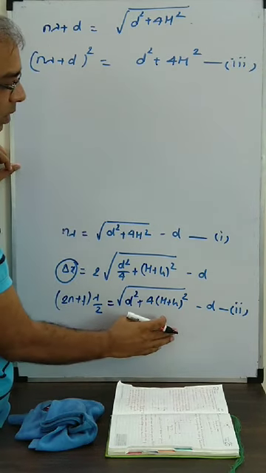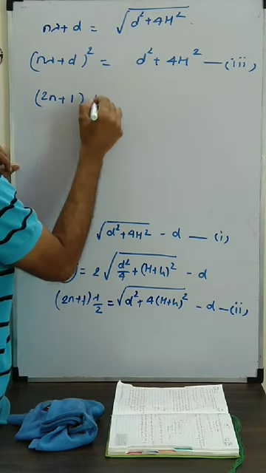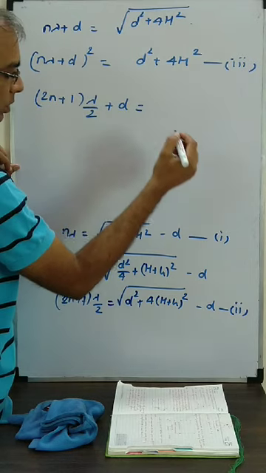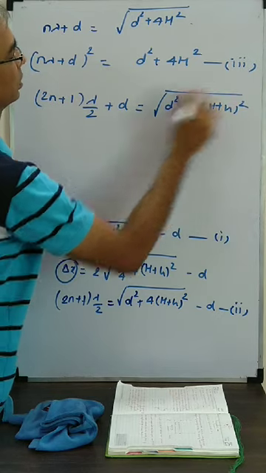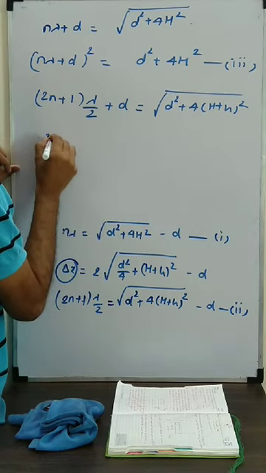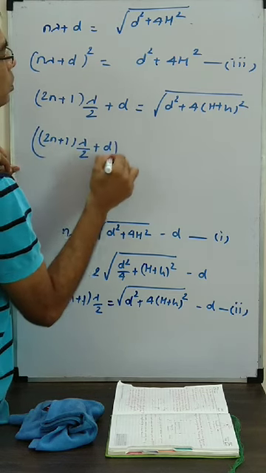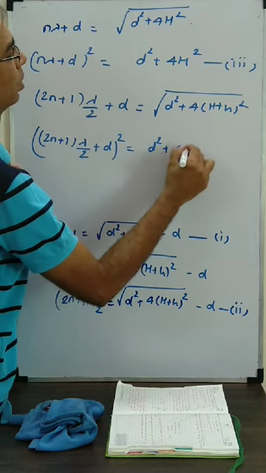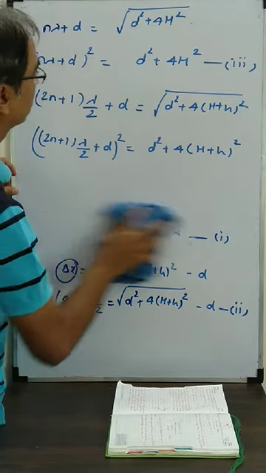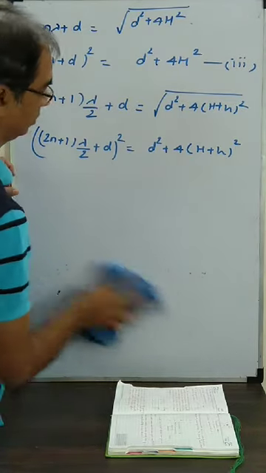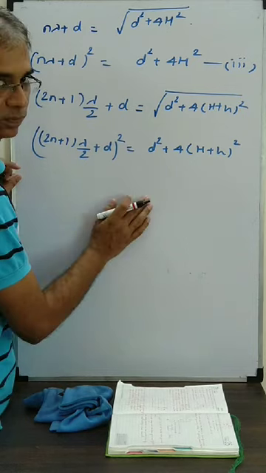Exactly similar thing we can do over here also. That's (2n plus 1) lambda by 2 plus d equal to root over d square plus 4 (h plus h) whole square. Square this also, both sides. ((2n plus 1) lambda by 2 plus d) whole square equal to d square plus 4 (h plus h) whole square. Okay, now we can simplify them. First thing is we have to find n. If we get n, that's all, the work is over.